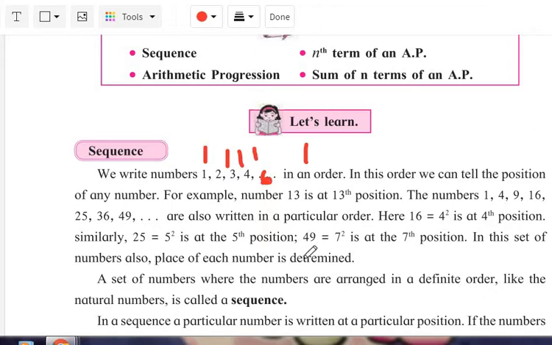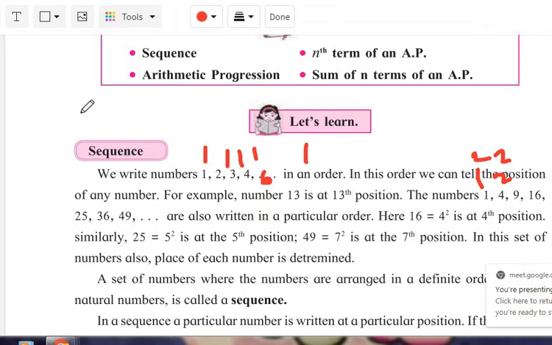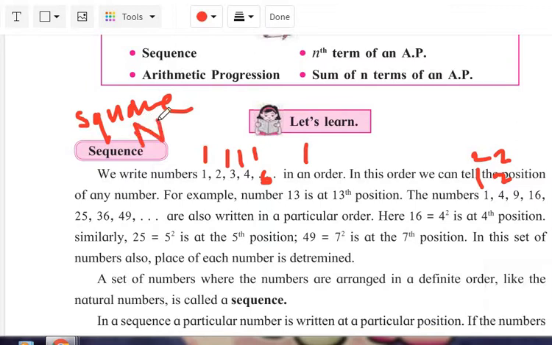Suppose the numbers are 1, 4, 9, 16, 25, 36, 49. In which order are these? 1 is the square of 1, 4 is 2 square, 9 is 3 square, 16 is 4 square, 25 is 5 square, 36 is 6 square, 49 is 7 square. These are known as square numbers. Remember, these are square numbers.